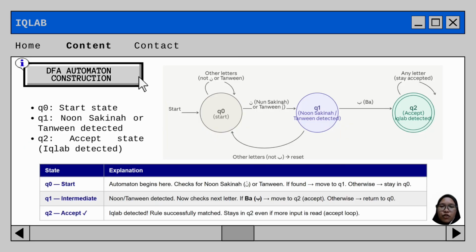Next is the DFA automaton for iqlab. So there are 3 states in total. Q0 is the start state. It scans each letter looking for a nun sakinah or a tanween. When it finds one, it moves to Q1. At Q1, it checks the very next letter. If that letter is ba, it moves to Q2, the accept state, meaning that the iqlab is detected. If the next letter is not ba, it resets back to Q0. And once it's at Q2, it stays there. This is called the accept loop.